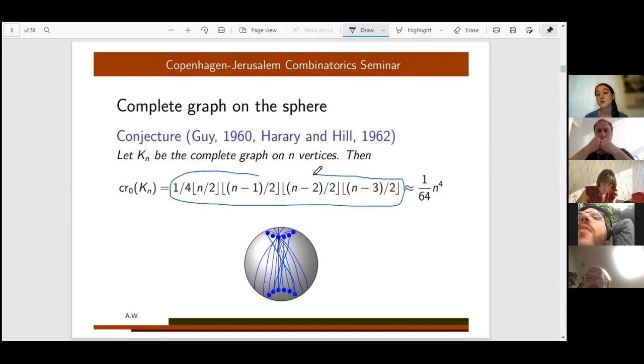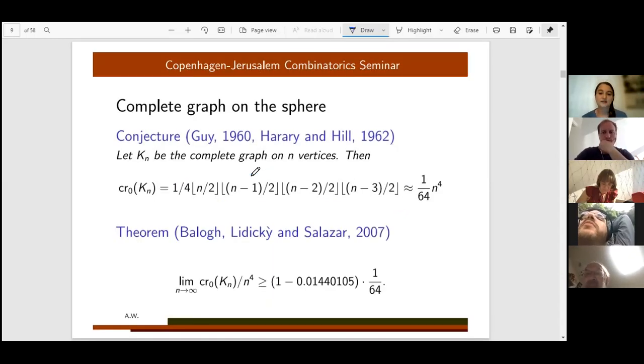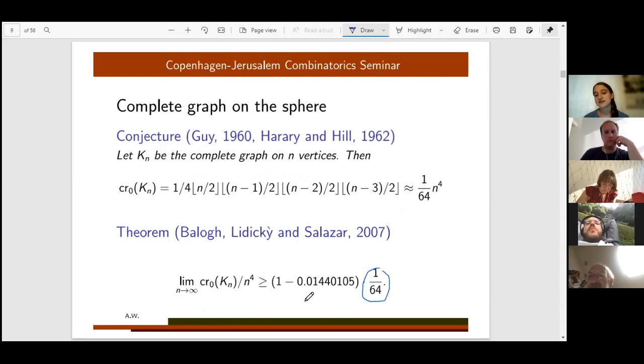So these are what we currently know as the best ways of drawing the complete graph. There are no drawings with fewer crossings. And in 2007, the best currently known bound was found by Balogh, Lidický, and Salazar. Here I just put in the asymptotic constant, and it is quite close to the 1/64 from the conjecture, but there's still some error term. So not only do we not know if this number is correct, but we also don't know if these asymptotics are correct yet.